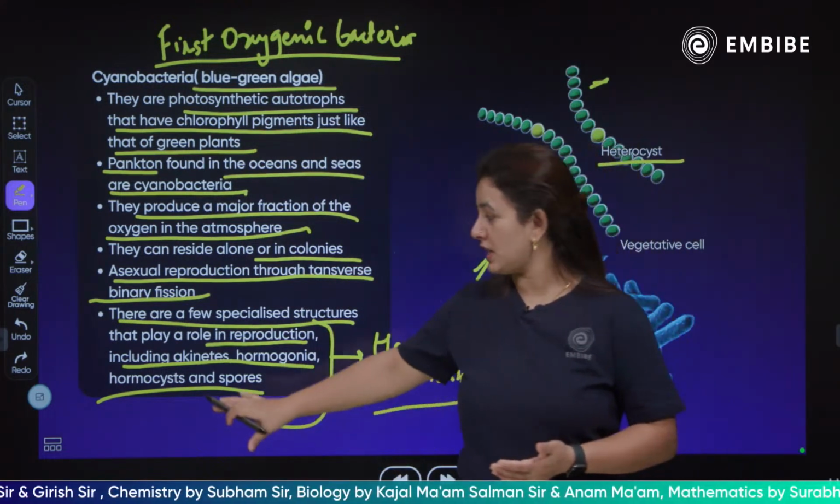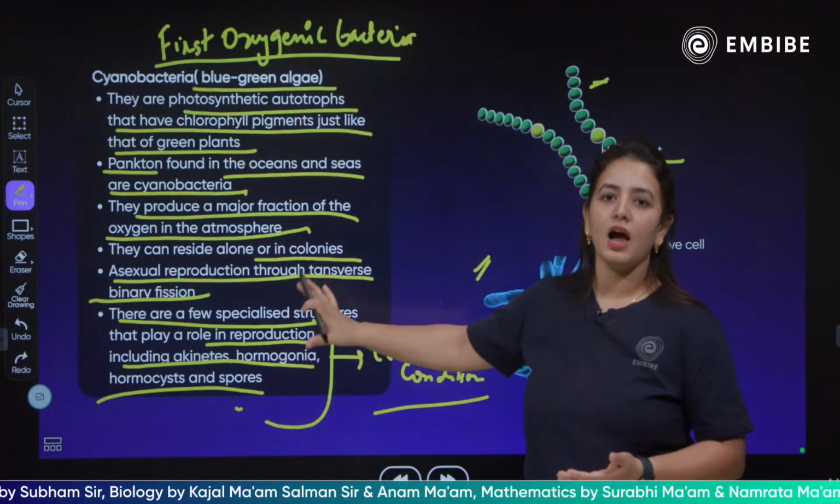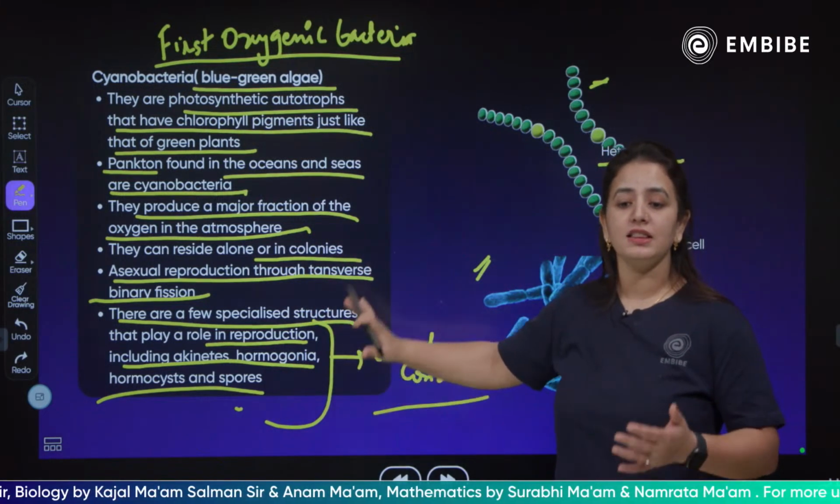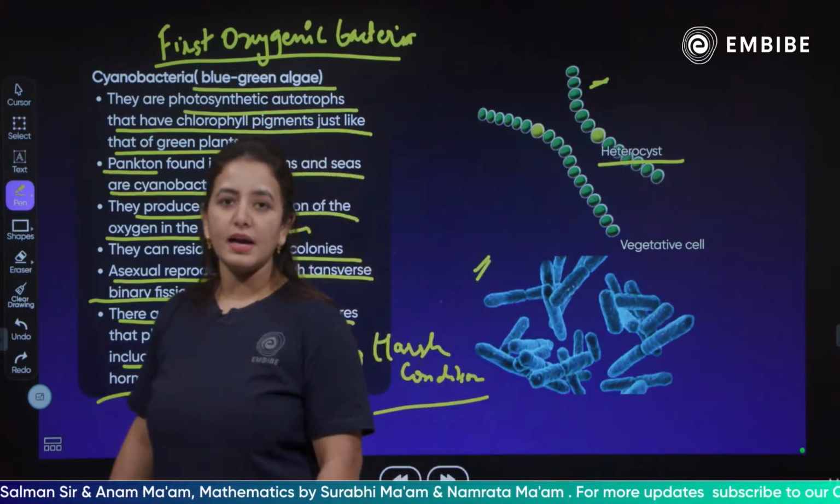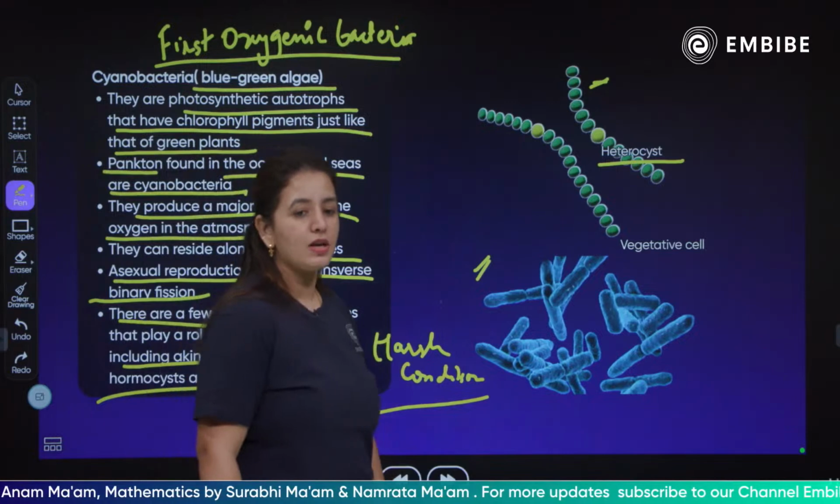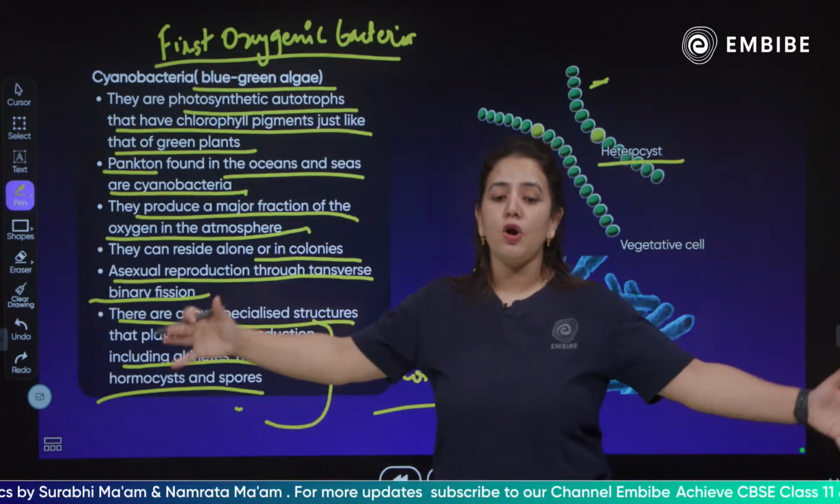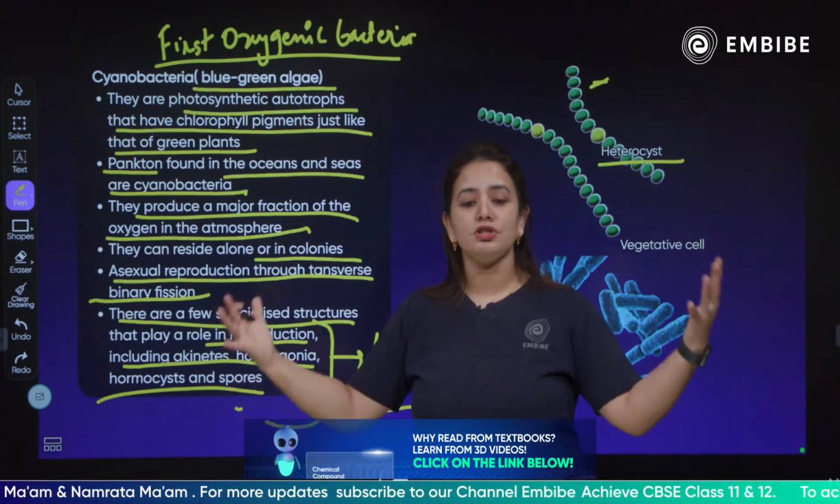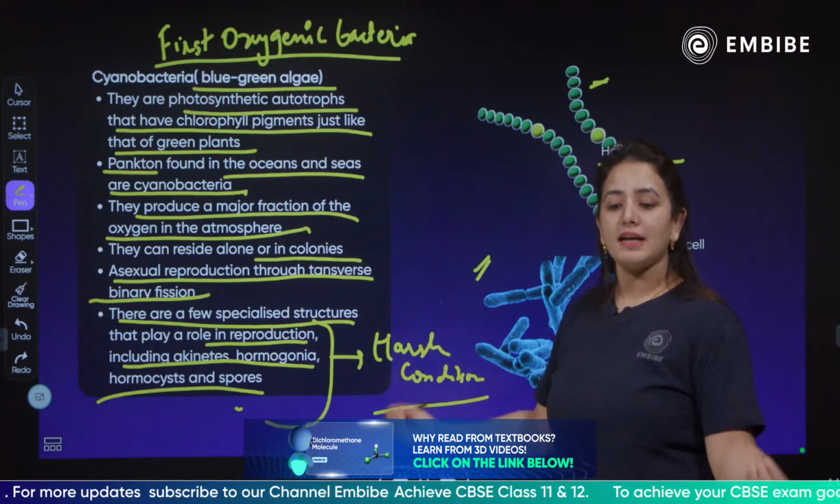These are the few specialized structures which lead them to always reproduce, even in harsh and extreme conditions, and that is the reason they have survived for so long. Okay, so cyanobacteria are also known as the first oxygenic bacteria, because they are the reason for producing lots and lots of oxygen on our planet, which led to the existence of aerobic organisms.